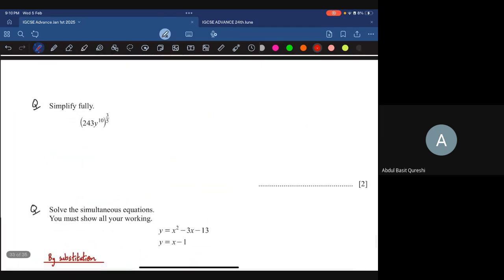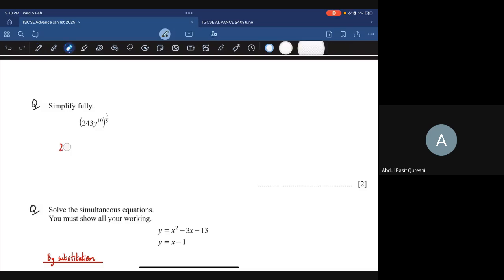Moving on, let's try to solve this question. So it's going to be 243y times y. The best way to do this question is, this is whole power 3 by 5. Write it separately.